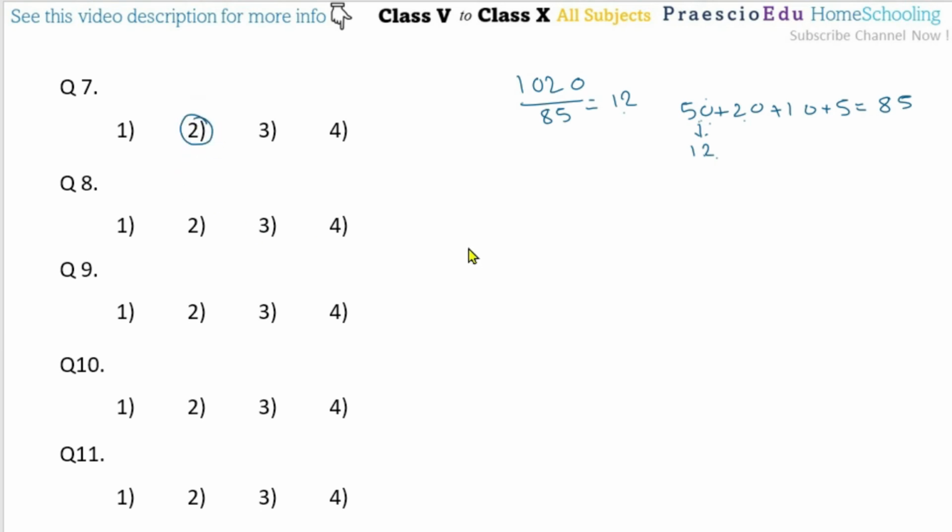Now question number 8. Joseph bought half a dozen pencils at the rate of 3 rupees and 50 paise. So half a dozen means 12 by 2, which means 6 pencils. Then 2 pens at the rate of 12.5, and that is for 2 pens. If he gave 50 rupees to the shopkeeper, how much money will he get back?